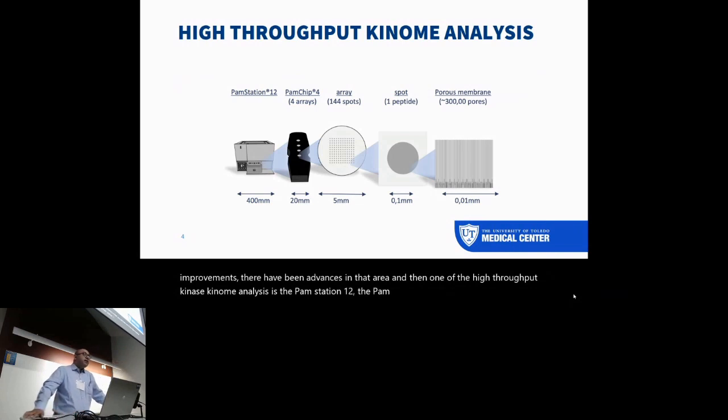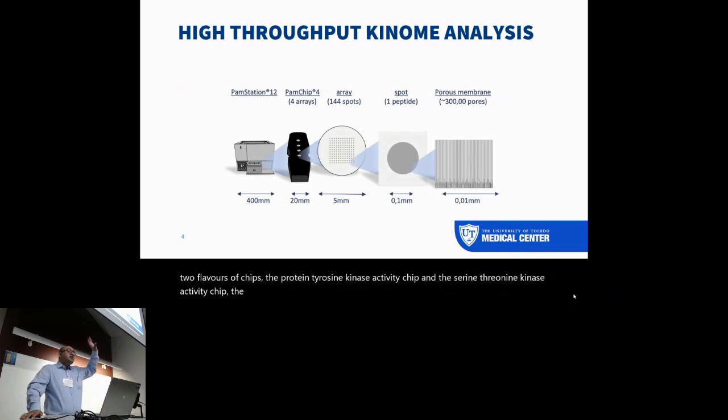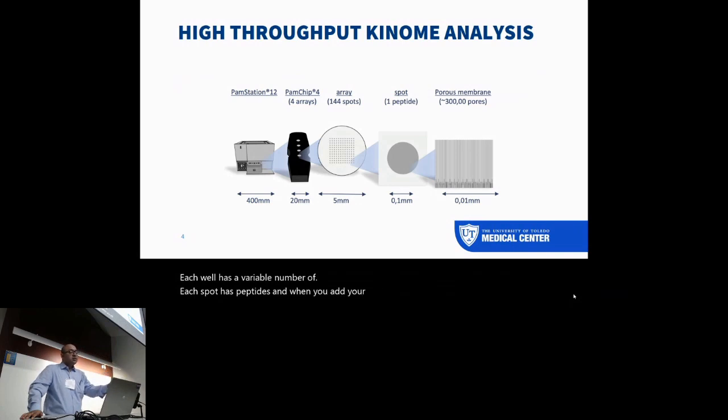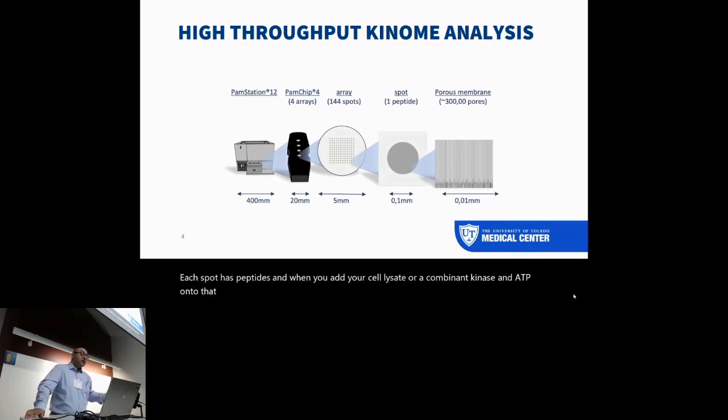The PamStation 12 is a microarray which has two flavors of chips, the protein tyrosine kinase activity chip and the serine threonine kinase activity chip. The PamStation can contain 3 chips. Each chip has 4 wells. Each well has a variable number of spots. Each spot has peptides. And when you add your cell lysate or recombinant kinase and ATP onto that, it phosphorylates things. You add a reactive antibody, it glows up. You take pictures, it tells you how much the activity is.